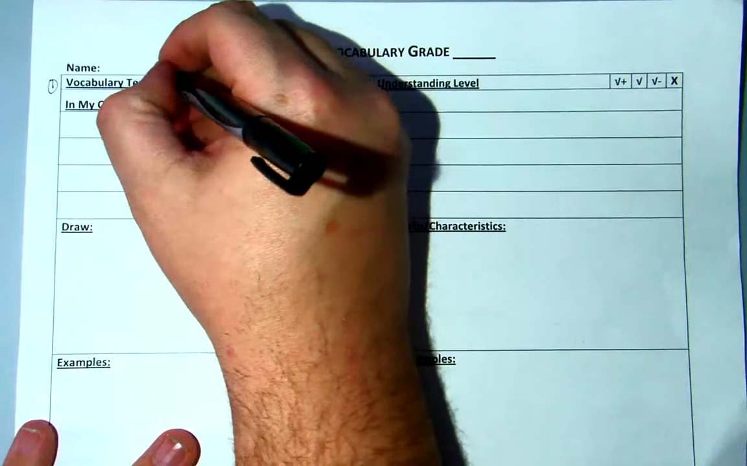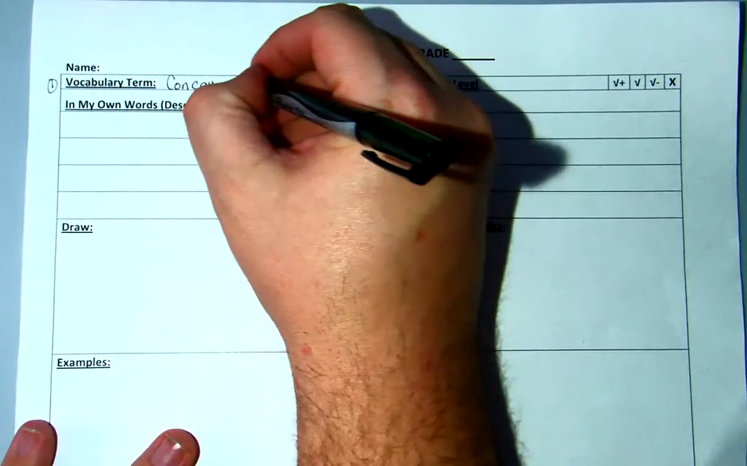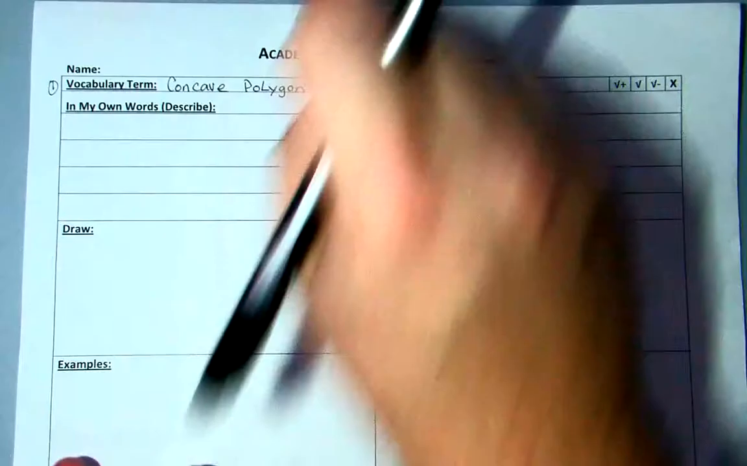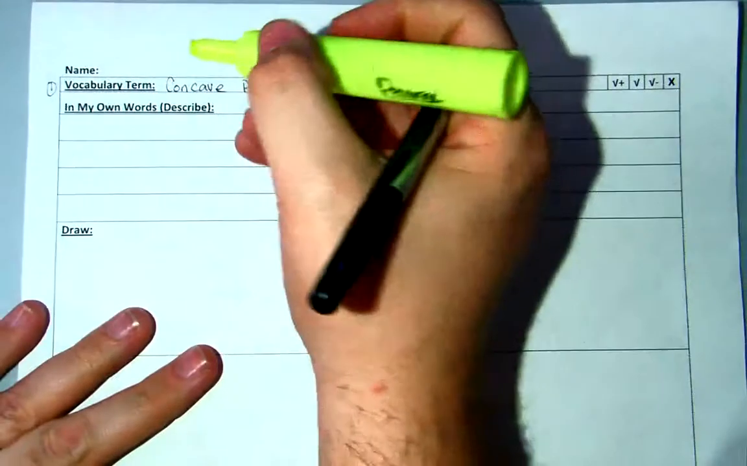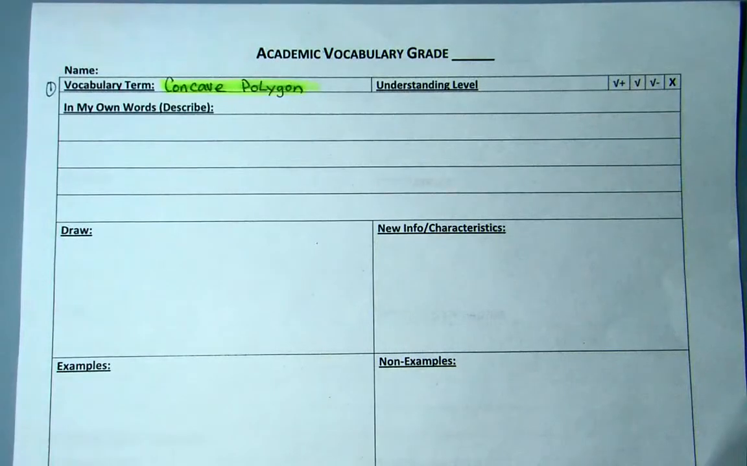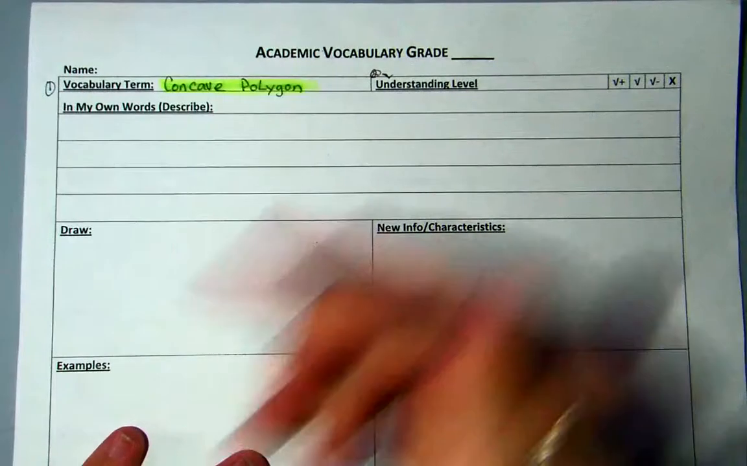I'm going to put concave polygon. And what I would recommend is that you go ahead and highlight the term, concave polygon. The second step would be talking about understanding level.